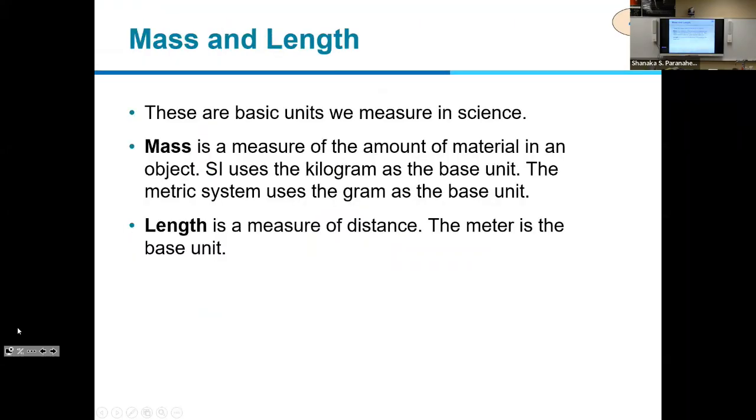There are basic units we measure in science. Some of those are mass and length. Mass is the measure of the amount of material in an object. SI uses the kilogram as the base unit, while the metric system uses the gram as the base unit. Length is a measure of distance. The meter is the base unit in both SI and the metric system.